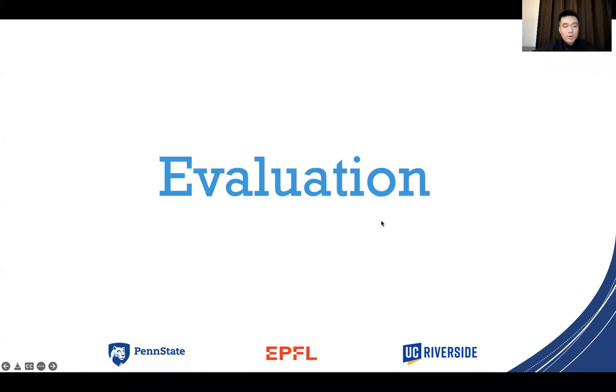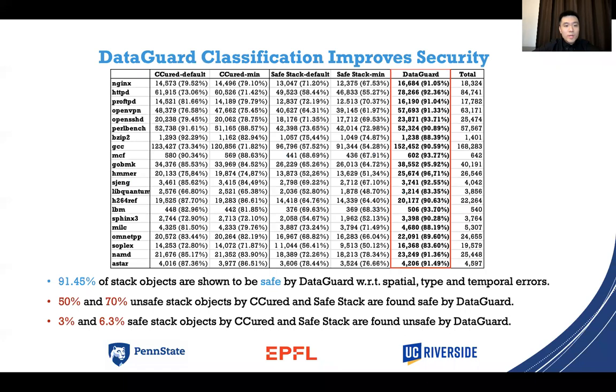Let's step into the evaluation section. For the evaluation, the first thing we would like to show is that DataGuard improves security compared to the previous work. We compared mainly to SeCured and SafeStack. The default column means the results by their original design. The minimum column means the results after filtering out all the unsafe cases since their analysis is incomplete. The total column means the total number of stack objects.